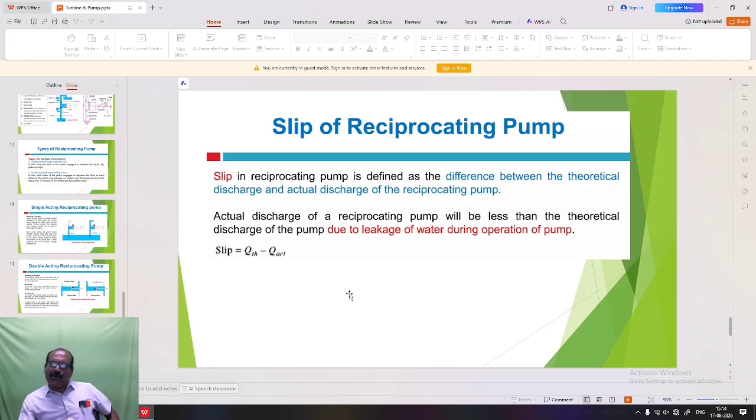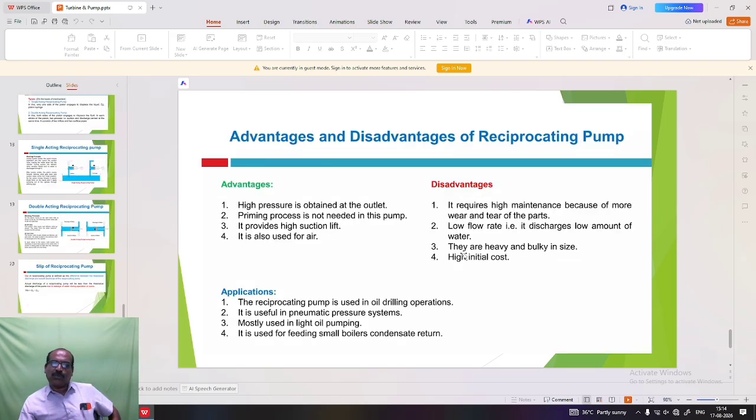In a reciprocating pump, slip is the main term. It is defined as the difference between the theoretical discharge and actual discharge of the reciprocating pump. The actual discharge of the reciprocating pump will be less than the theoretical discharge of the pump due to leakage of water during the operation. Therefore, the slip of a reciprocating pump is equal to Q theoretical minus Q actual.